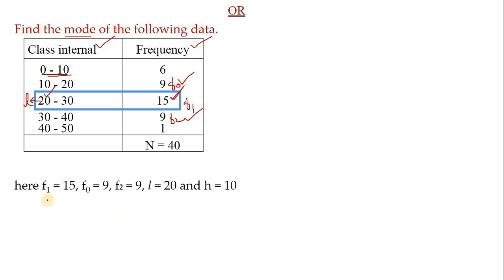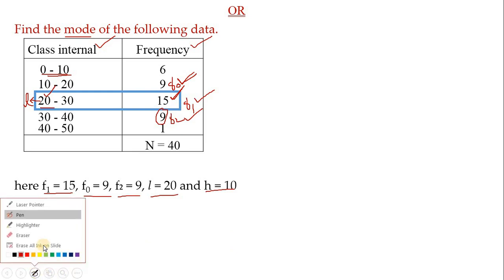Just look in here. F1 is 15. F0 is 9. And F2 is 9. And L is 20. And next, H is 10. H means the size of the class interval. Subtract the lower limit from the higher limit and you will get the H value. Now, all values are ready.